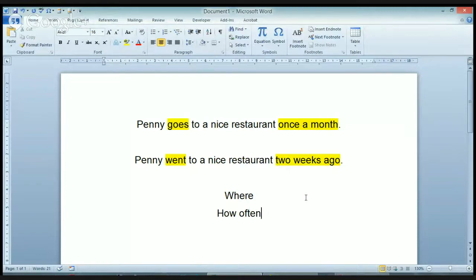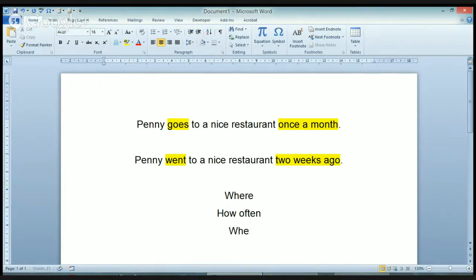But what will be the question for this sentence, which is a better question? We can use how often did Penny go, for example, in a fixed time, when she was on holiday last year, how often did she go to a nice restaurant? Maybe every night. But in this sentence, we need a different question word. And we can say, what do you think? Not where or how often.